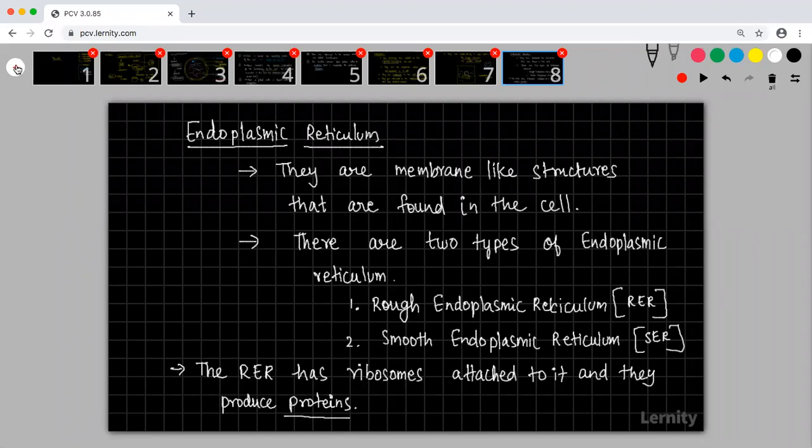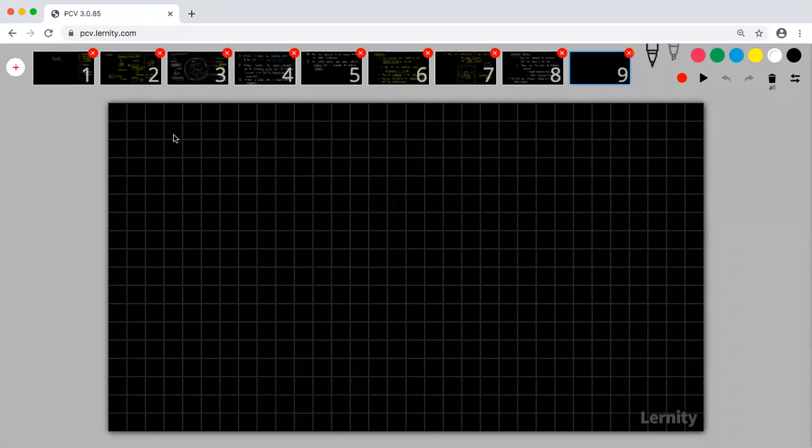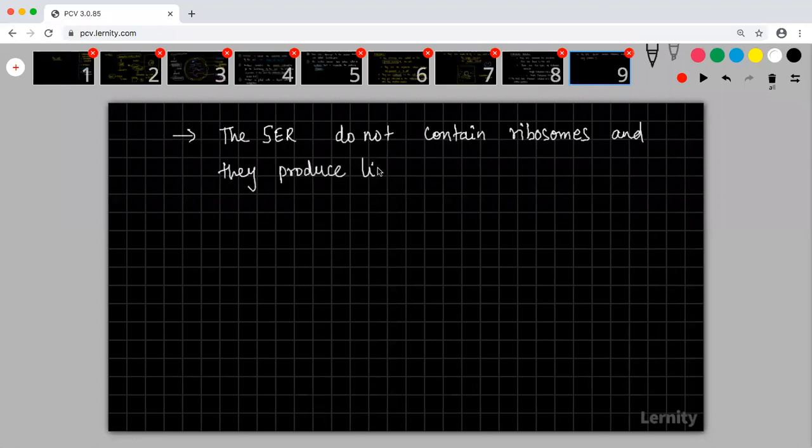Okay, and the next slide, I'll try to explain this, give me some time. The SER does not contain ribosomes, and they produce lipids or fats.